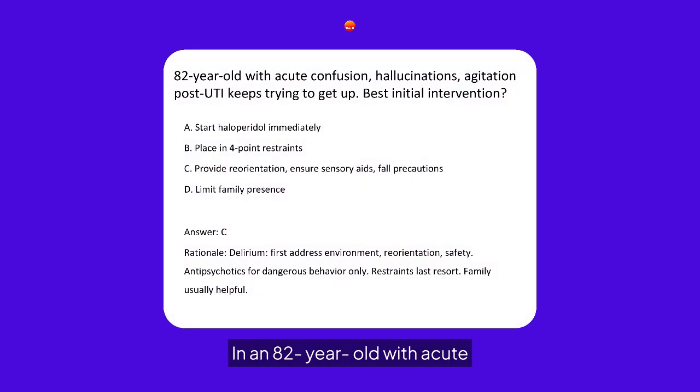In an 82-year-old with acute confusion post-UTI, the best initial intervention is to provide reorientation, ensure sensory aids, and implement fall precautions. This approach addresses delirium by focusing on environmental and safety measures.